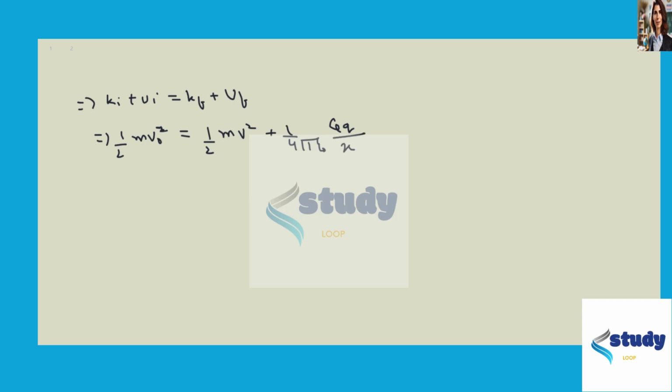So let's put it. We have Ki plus Ui equals Kf plus Uf. Ui is 0, so we have half m v naught squared equals half m v squared plus 1 by 4 pi epsilon naught Q q over x.